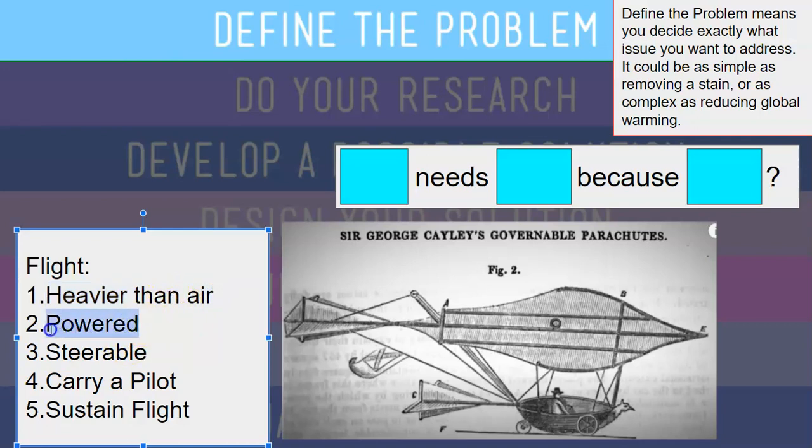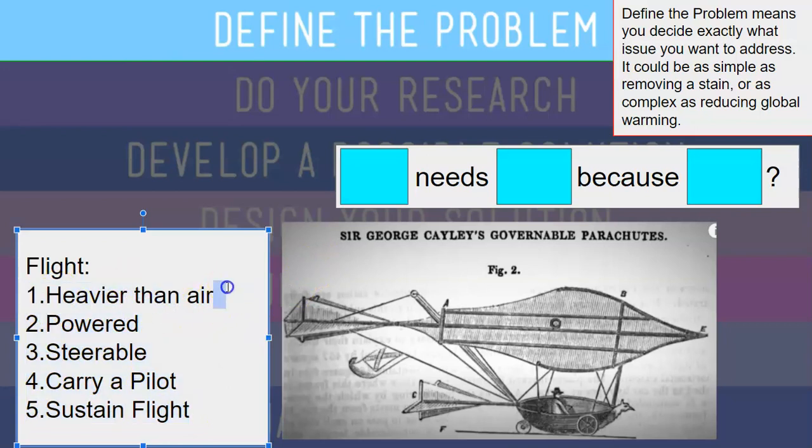They wanted it to be powered by something inside the plane itself. They wanted it to be steerable, which was really a difficulty for that time. They wanted to carry a pilot, so there had to be somebody in there. It couldn't just be a drone. And then they wanted it to sustain flight. So unlike a glider, which has sustained flight until it hits the ground, they wanted it to answer all 5 of these issues.